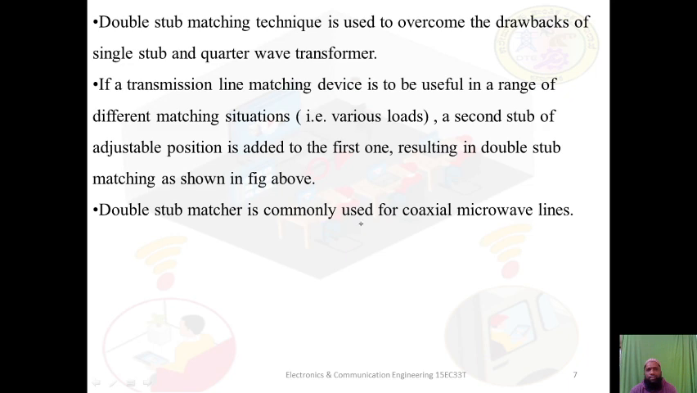The double stub matching technique is used to overcome the drawbacks of single stub and quarter wave transformer, another method of impedance matching. If a transmission line matching device is to be useful in a range of different matching situations, because as we discussed, single stub matching is used for only fixed frequency and fixed load, so if you want to match for various load values and various frequency values, we have to use double stub matching. In double stub matching, a second stub of adjustable position is added to the first one.